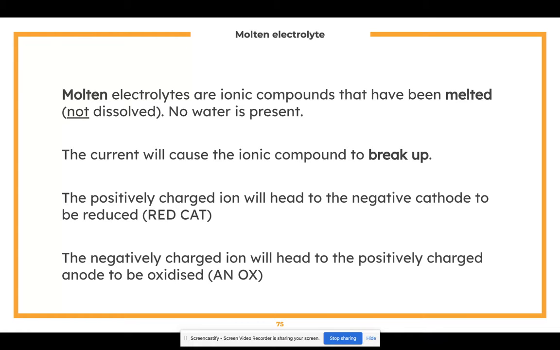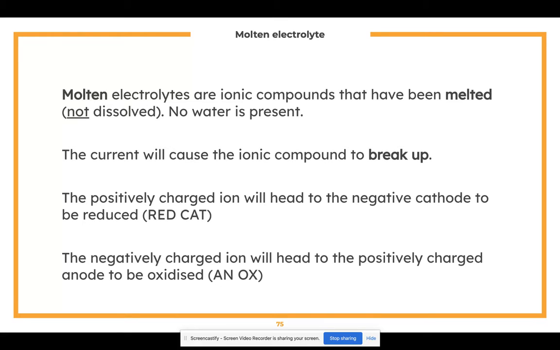So a molten electrolyte is an ionic compound that has been melted, not dissolved. So it has been liquefied by heat. If you remember back to your level 2 structure and bonding, you might remember that ionic compounds have very, very strong bonds and have very, very high melting points. So a lot of energy is required to melt them. But the important thing is that there is no water present. There is just liquid ionic compound.